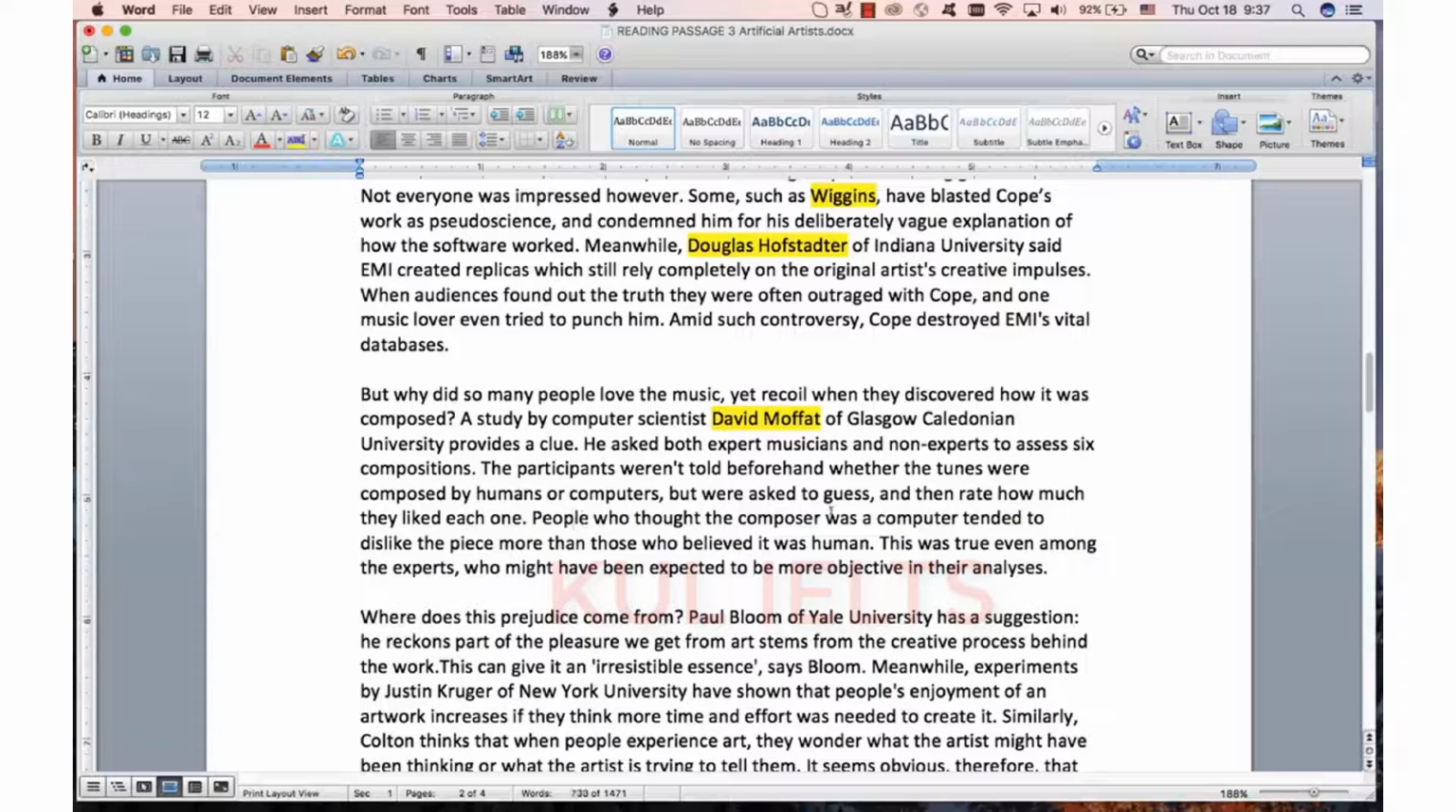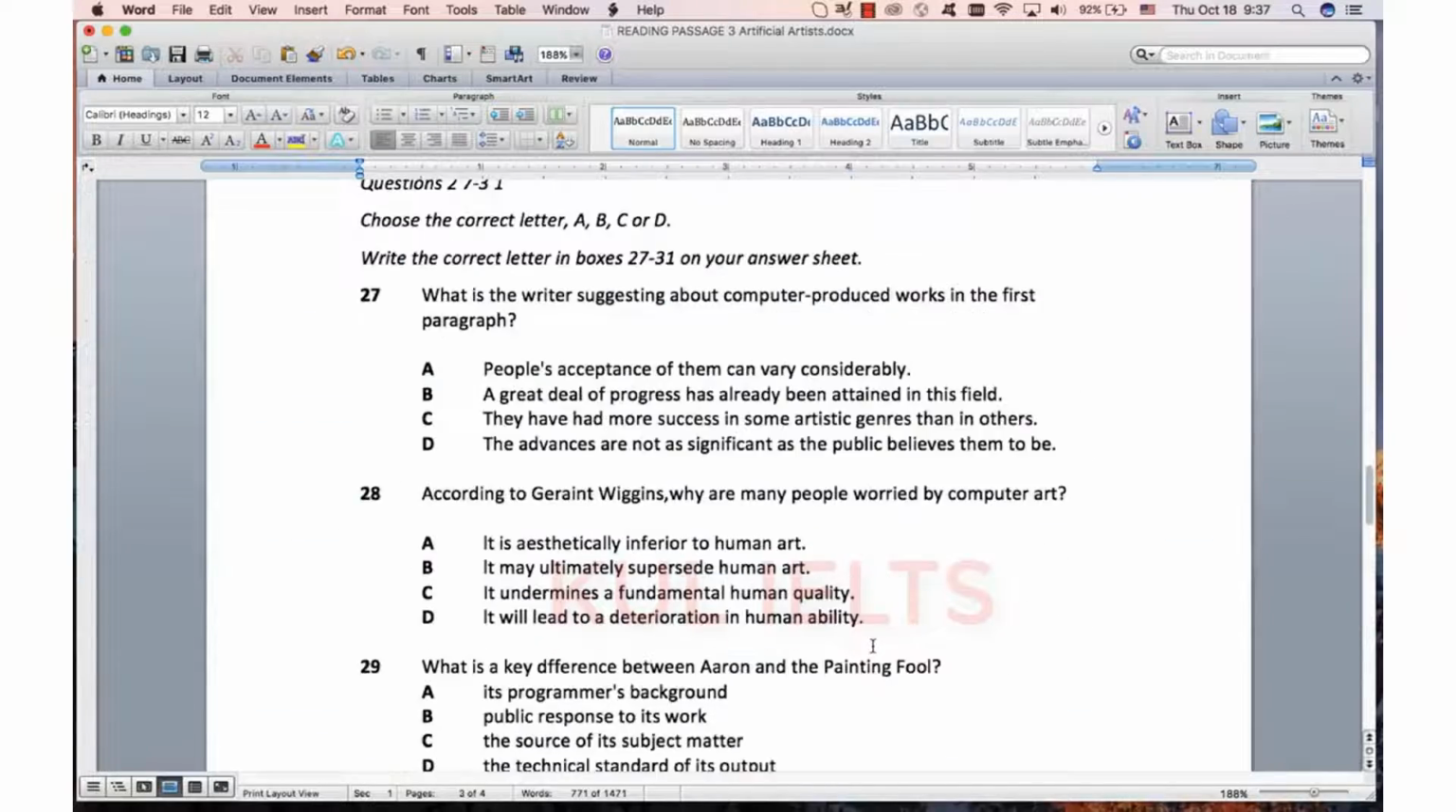People thought the composer, they disliked it. Nothing about non-experts. This was even true among the experts, who might have been expected to be more objective. So how did the non-experts respond? We don't know. It's just not there. So that's quite a clear not given.